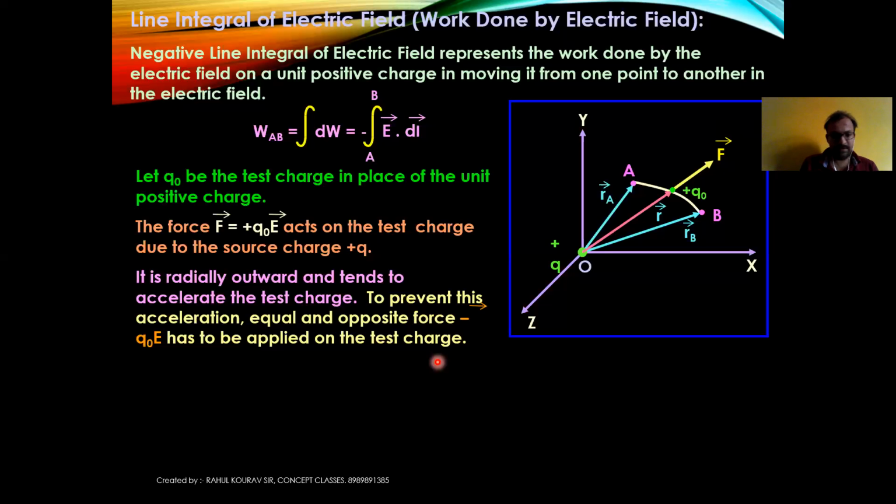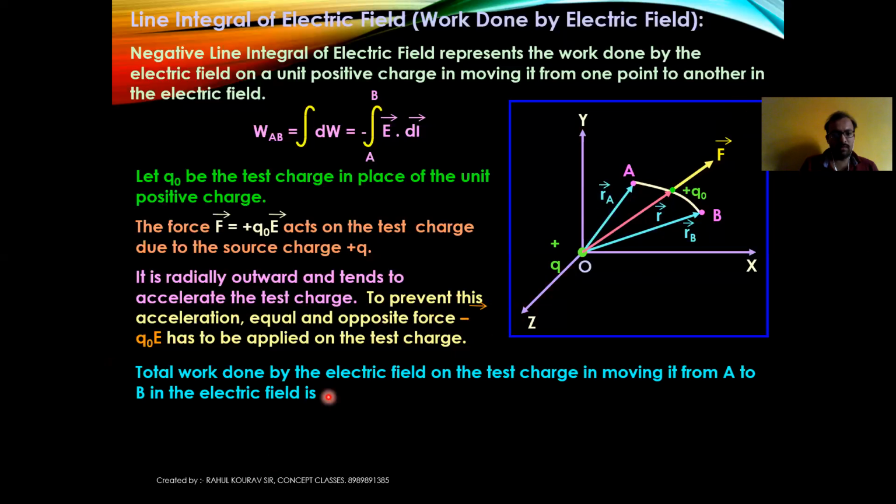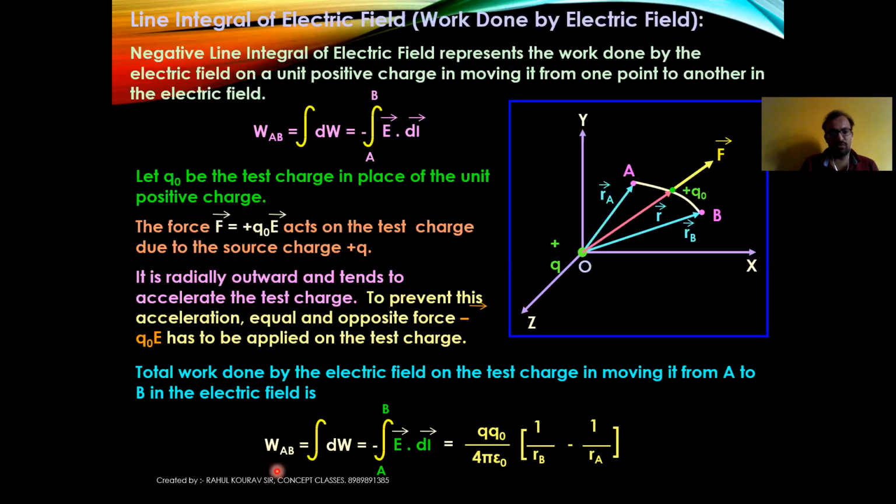So to prevent the acceleration of this test charge, an equal and opposite force, that is minus Q naught E, has to be applied on the test charge. We need to apply this much force so that the charge continues to move from here to here without moving out of this boundary, so that the total work done on the test charge in moving it from A to B in the electric field is W_AB equals the integration of dW, the small amount of work, from A to B.